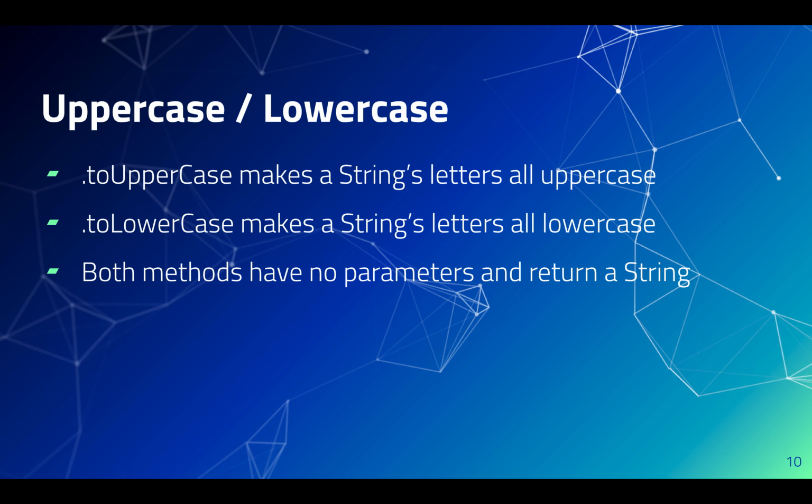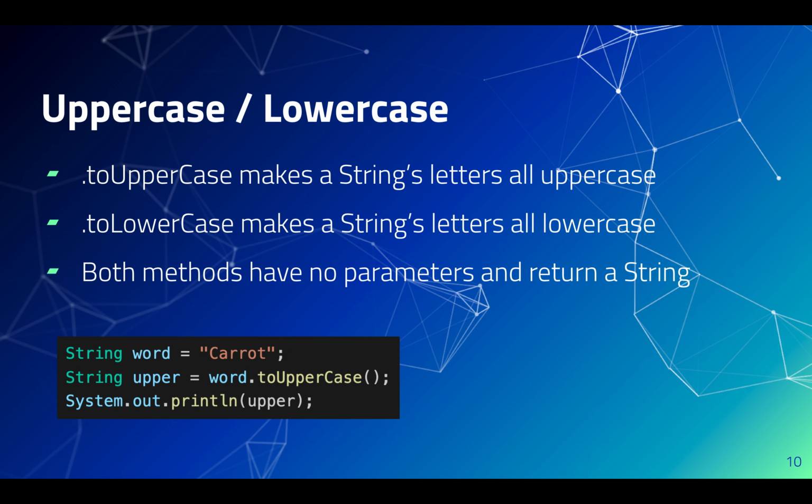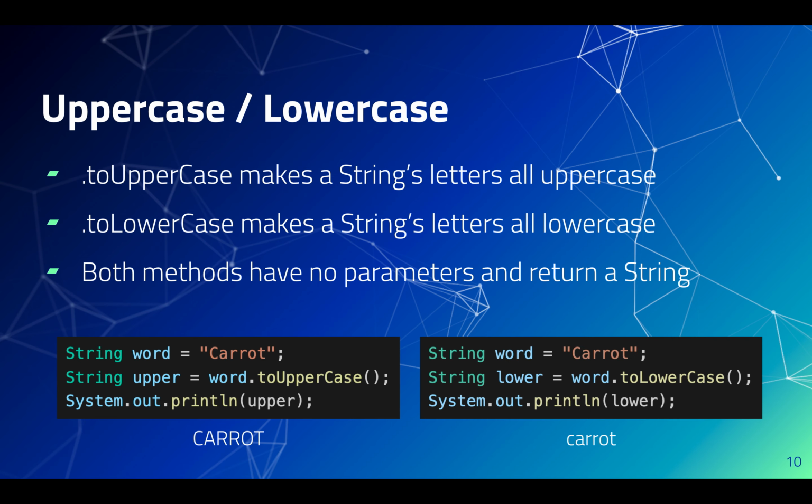Now we have two more methods that change the case or capitalization of a string. .toUpperCase makes a string's letters all uppercase, and .toLowerCase makes a string's letters all lowercase. Both of these methods have no parameters and they return a string. The word "caret" is capitalized and printed out, and you can see the output below. Same thing here, but instead it's all lowercase.